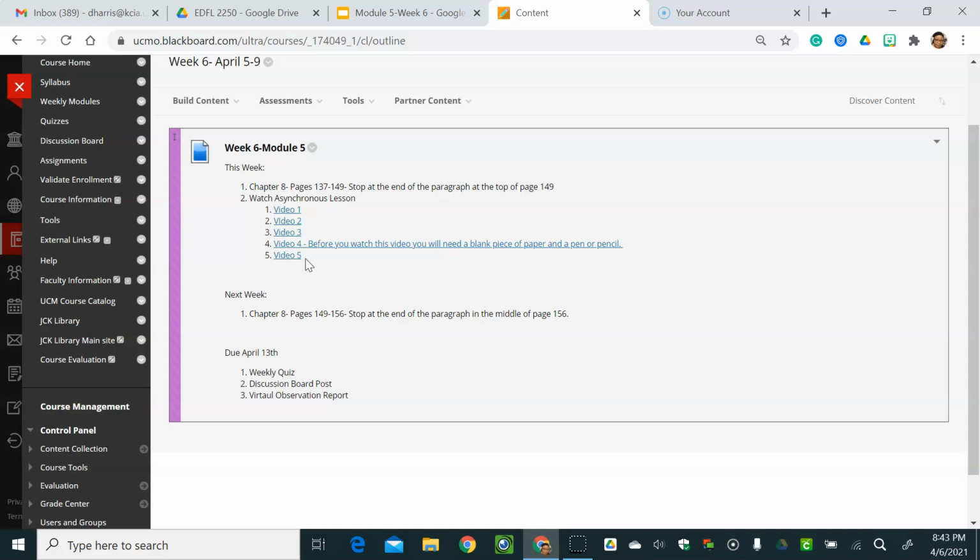Before you watch video 4, grab a blank piece of paper and a pen or a pencil to do the activity. Also on Blackboard, you will find the reading assignment for next week. You're going to read pages 149 through 156. And then next Tuesday, you have 3 things due. Your quiz for the week is due. You're going to have a discussion board post that will be due. And then also your virtual observation reports are going to be due.